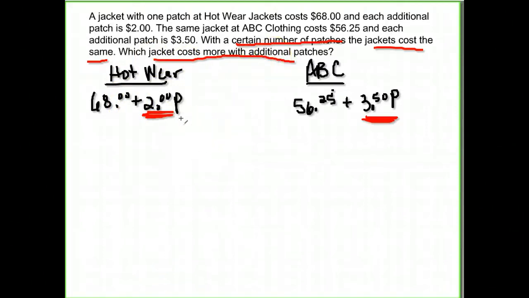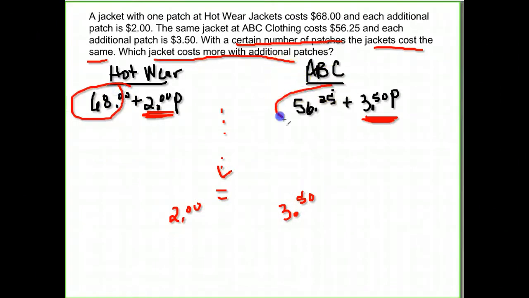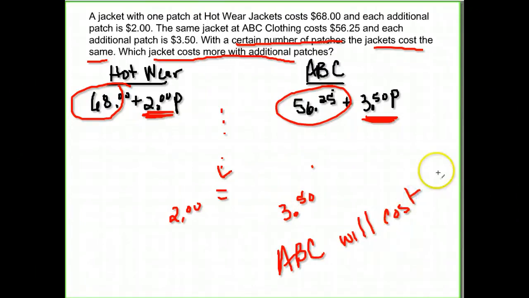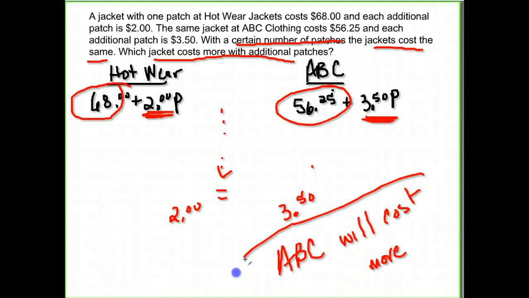So once they catch up and they're the same price, when we keep buying patches after that, which one will cost more? And that would be the one that costs more per patch, because we would go down until we get them exactly the same, and after that, this one's just going to be $2 for each patch, and this one will be $3.50. So while this jacket starts out being more than this jacket, eventually the one at ABC will cost more as you buy more patches. Okay, so the jacket at ABC will cost more as you continue to buy patches and go over where they were equal in price.